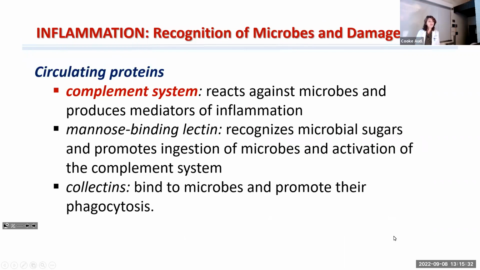Another way of recognition of microbes or damaged cells is by circulating proteins. Most important among these proteins is the complement system, which you know reacts against microbes and produces mediators of inflammation. Another important class of circulating proteins are the mannose binding lectins, which will recognize microbial sugars and promote ingestion of microbes and activation of the complement system. And finally, collectins, which bind to microbes and promote their phagocytosis.